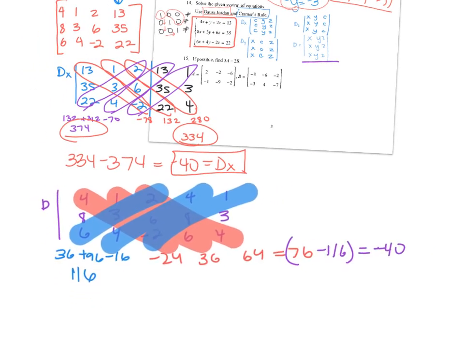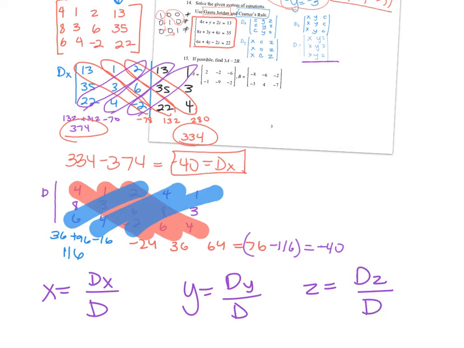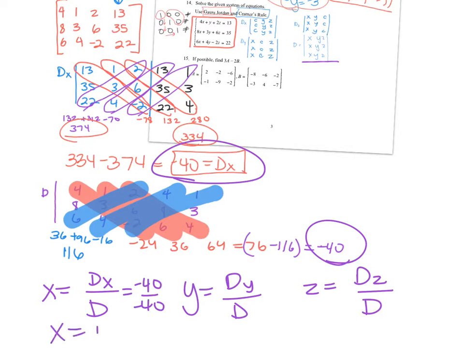Then I work through to find d sub y and d sub z, but just to show you, to get x, I do d sub x over d. To do y, I do d sub y over d. And to do z, I do d sub z over d. So already I know that d sub x over d would be negative 40 over negative 40, which is going to be a positive 1. And then I would repeat the process for d sub y and d sub z and put it over d to get the remaining.